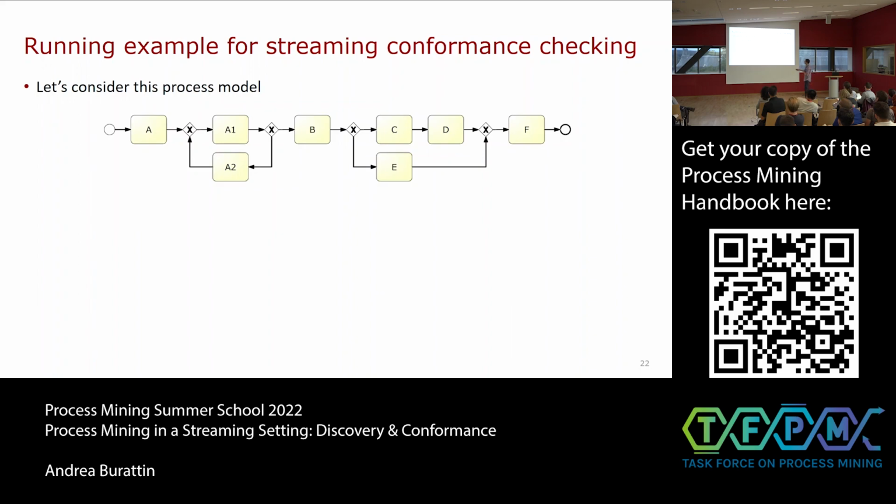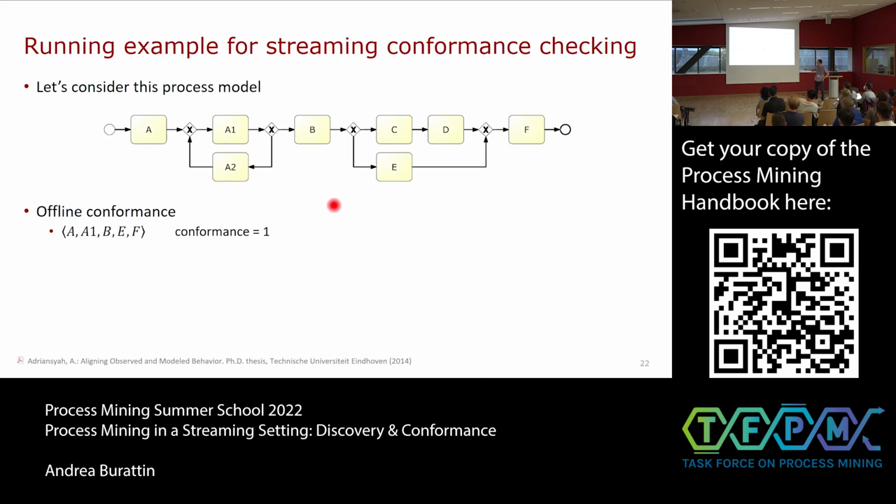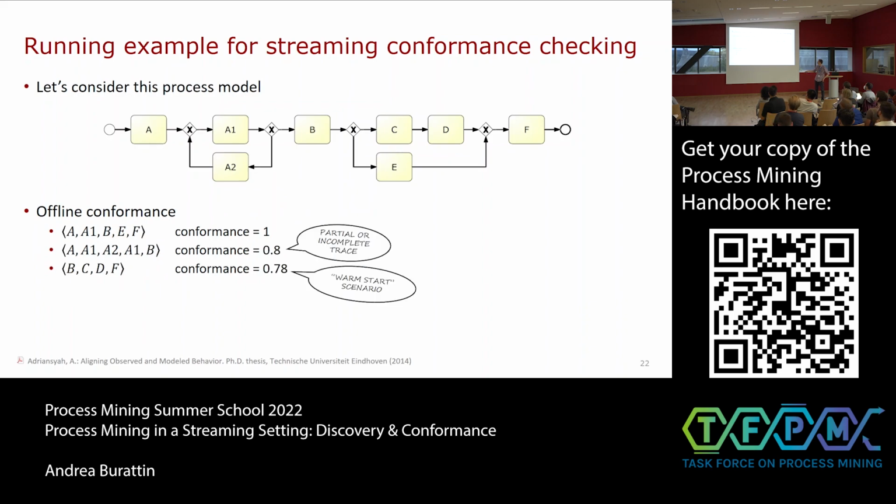When you consider this process model, a simple model where you have just a loop in the beginning and two branches in mutual exclusion at the end, if you calculate the offline conformance for these traces, you get a conformance of 1, so we're good. But if we take some other executions, like the second one, it will give you a conformance value of 0.8, even though the behavior that you see in these traces is perfectly fine.